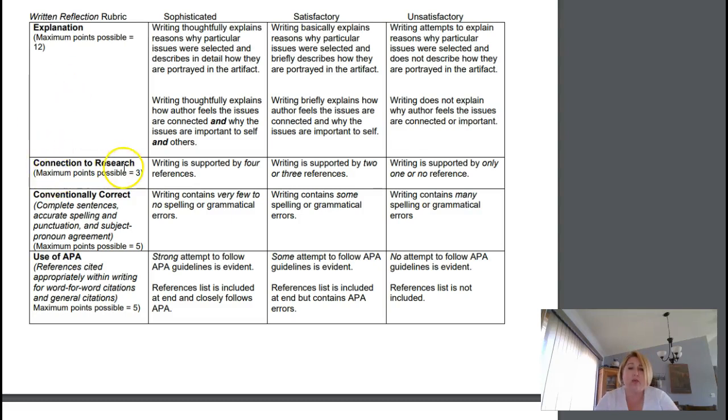Next is connection to research. You should have at least 4 references, preferably more than that. And then finally, the elements I also just talked about are that your paper is conventionally correct and that you've used APA. You can see the points for that as well. I'm looking for the writing to have very few to no spelling or grammatical errors, a strong attempt to follow APA guidance, and a reference list at the end that is in APA style and format.